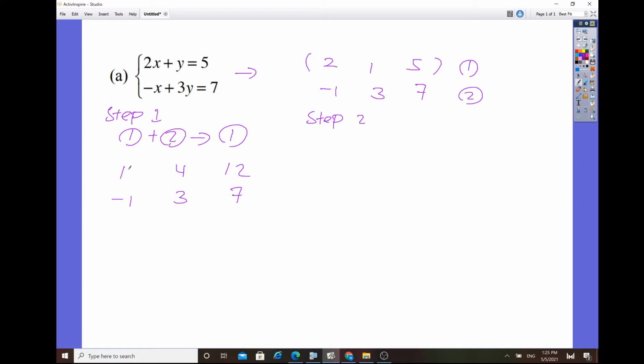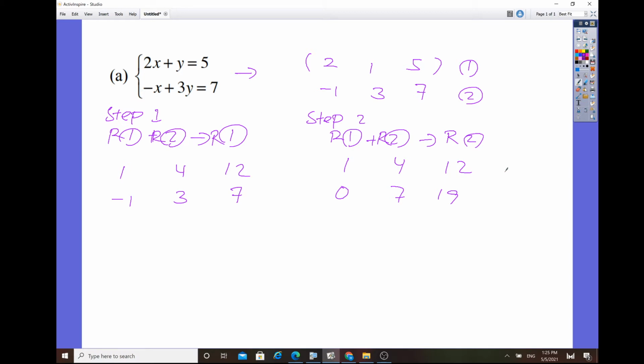Step 2. Negative 1, we need to convert that to 0. The easy way to do it is to combine row 1 and row 2 from what we found, and replace that for row 2. So 1 plus negative 1 is 0, 4 plus 3 is 7, 12 plus 7 is 19. Everything else on the top, just carry it over.